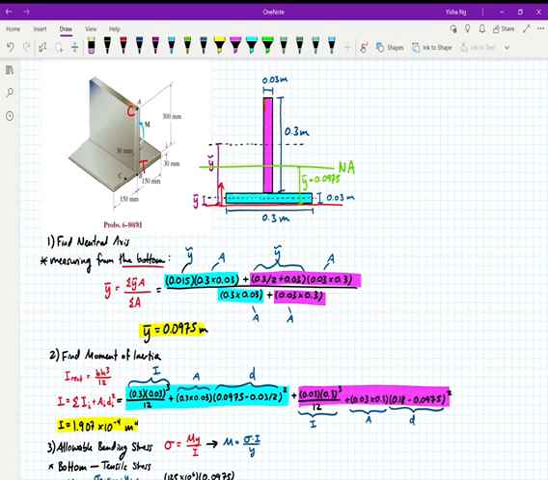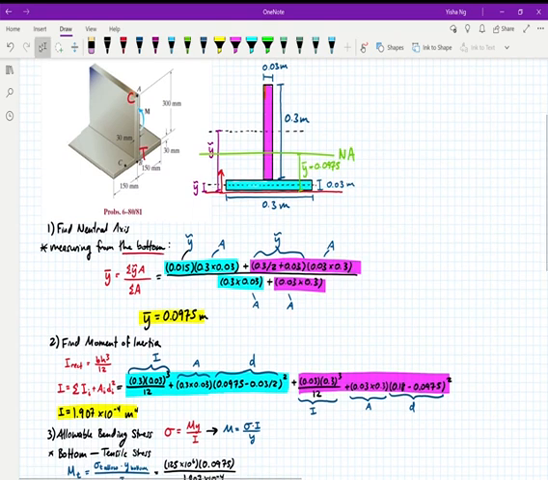Once we have our neutral axis, we can find our moment of inertia, and we're going to do this with a very similar process. We know what the moment of inertia of a rectangle is, so all I have to do is add up the two separate rectangles in a special way in order to find the moment of inertia of the whole cross section. I'm breaking it down into the same two rectangles that I did before.